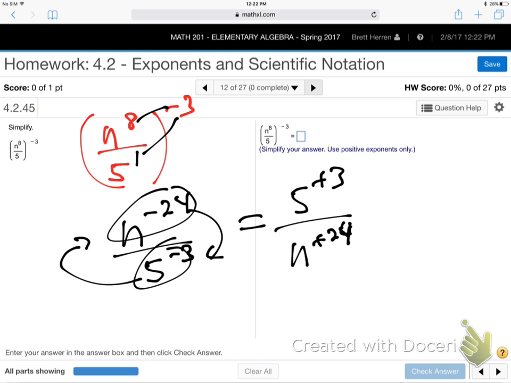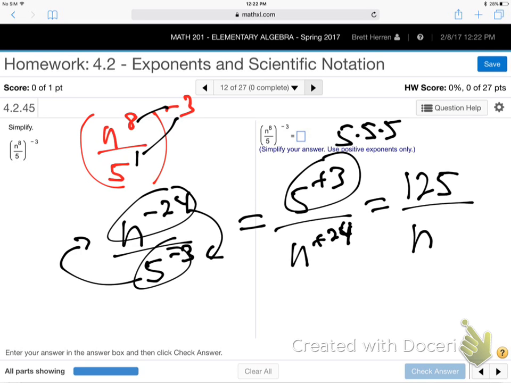Is that good so far? With the numbers to numbers, we could actually work this one out. 5 to the third, that just means 5 times 5 times 5. Calculator will tell you that's 125. Now, which answer is this going to factor in?